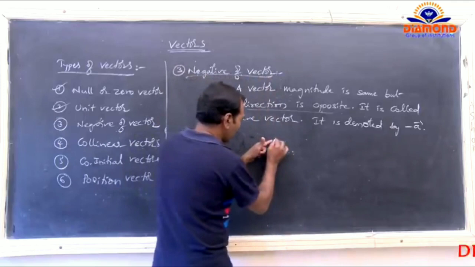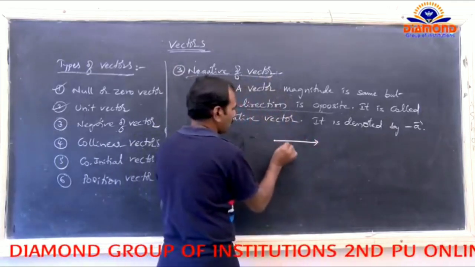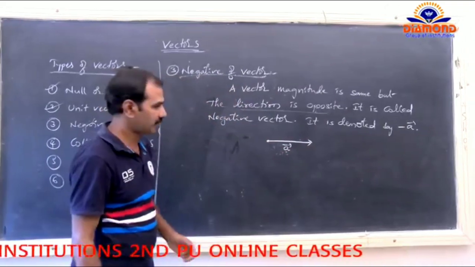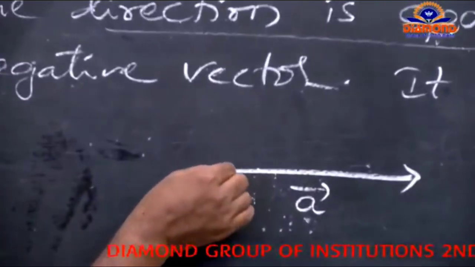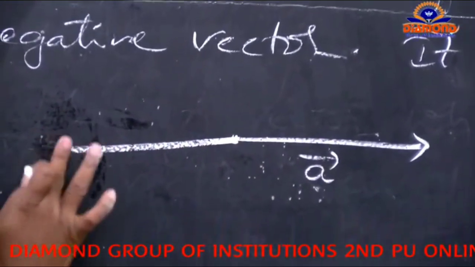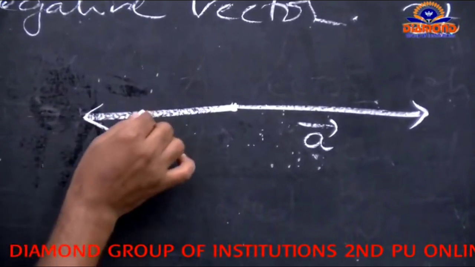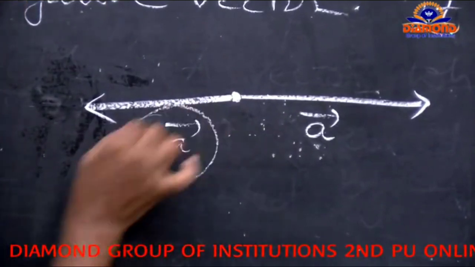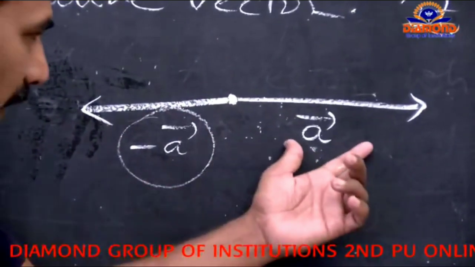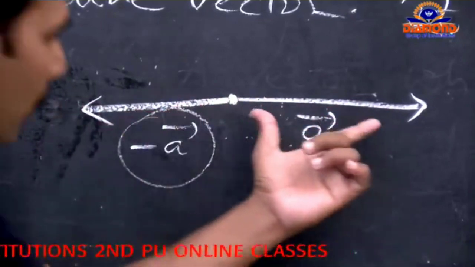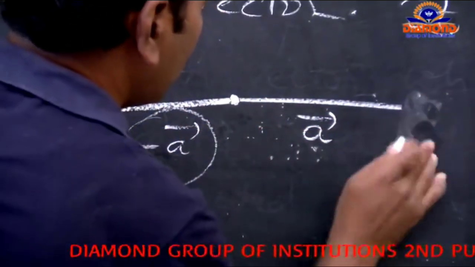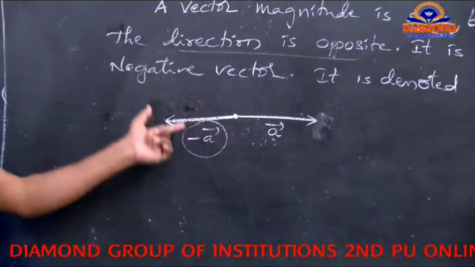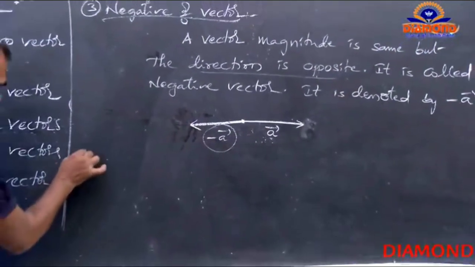It means, for example, this is an A vector, with magnitude small a units. The vector on the opposite side is minus A bar. This is the negative of a vector. The magnitude is the same, but the direction is opposite. It is the negative of a vector. Simple.